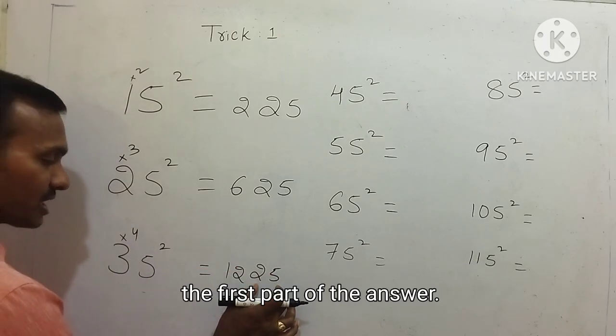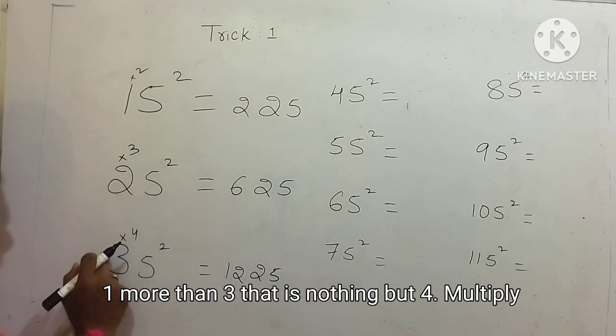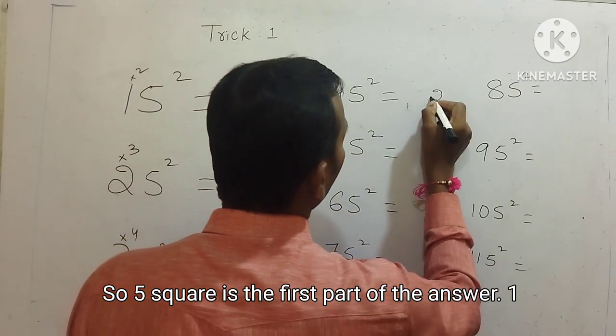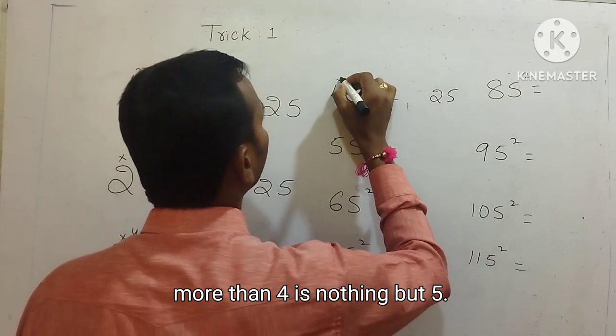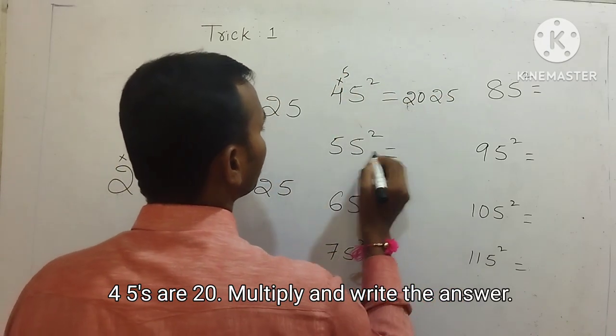So 5 square is the first part of the answer. 1 more than 4 is nothing but 5. 4 5s are 20. Multiply and write the answer.